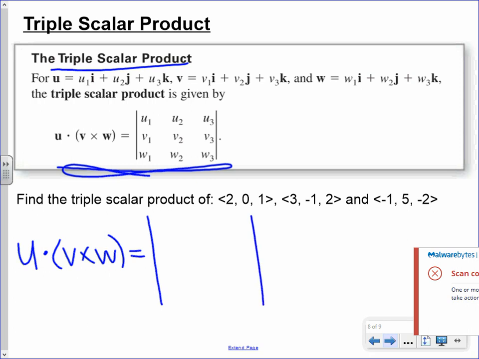Here again, the order of the rows is going to matter. You want to put U as the first row, V as the second row, W as the third row. So whatever order they're written in, as far as the triple scalar product is concerned, I want you to put them in that order. Okay, so we're going to put 2, 0, 1, 3, -1, 2, -1, 5, -2.